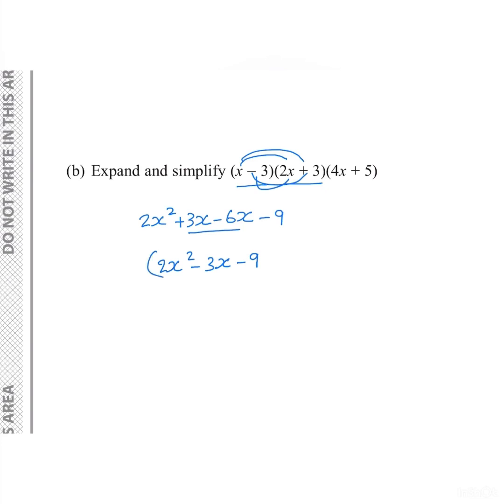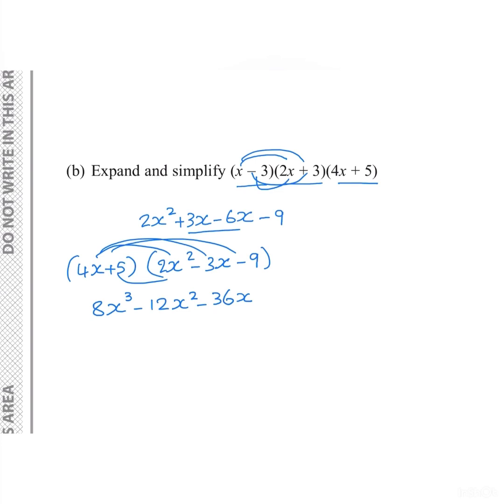So I'm going to put this in a bracket and then multiply by the third bracket, which we haven't used so far. Just going to write this on the other side here. And again, starting with the first one, 4x times by 2x squared, that is 8x cubed. And 4x times by minus 3x, that's minus 12x squared. And then 4x times by minus 9, minus 36x.